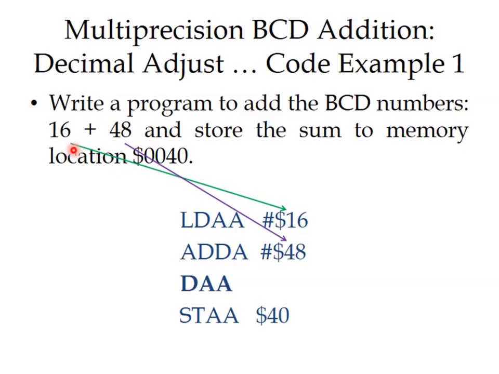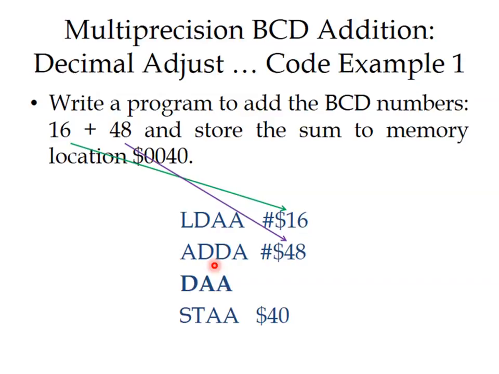Now the first number that we have here is 16. So we load that number into accumulator A. Remember, we always work with A because decimal adjust can be done only in accumulator A, right? So don't forget that. We load the first number, which is 16, in accumulator A, and then we load the second number, which is 48, into accumulator. We add that number to the 16, because this will add 16 plus 48 and store the sum into A, because ADDA adds two numbers and saves the sum into A.